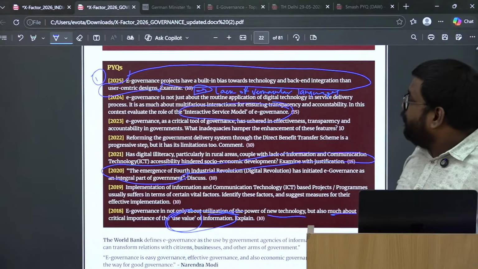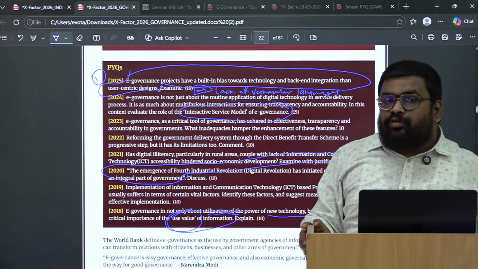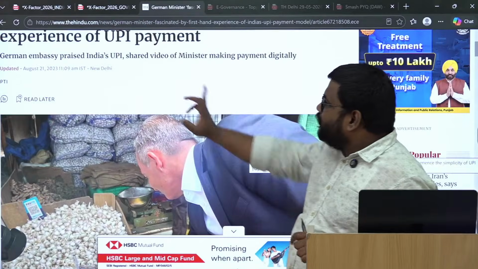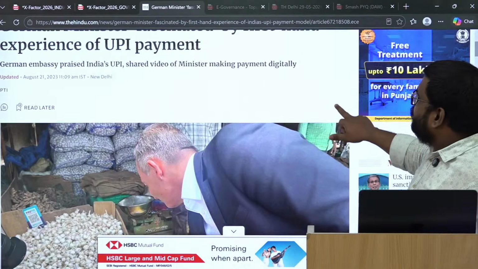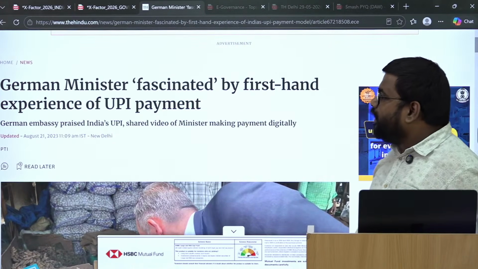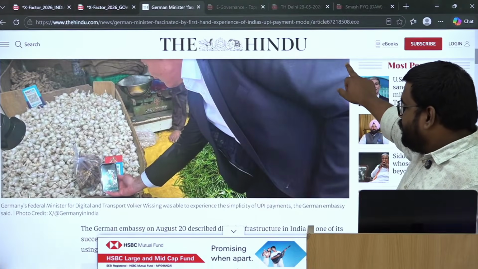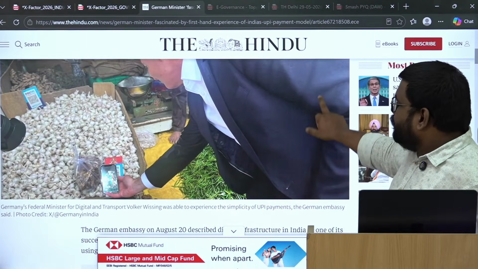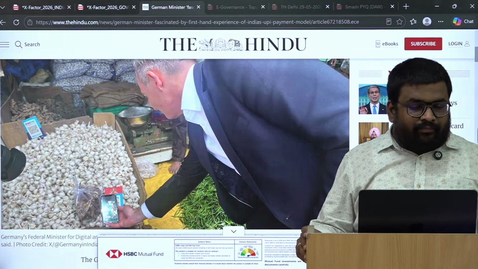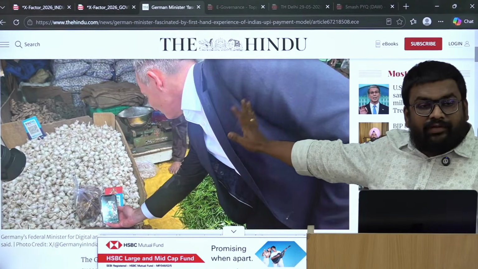Now coming to the newspaper, and this is how it is reflected in the toppers' answers that I will show. Now see, this was in the news in 2023: German minister fascinated by first-hand experience of UPI payment. So basically the news was that he was paying for vegetables using UPI. You don't even need to read the whole of this; you have found this news.